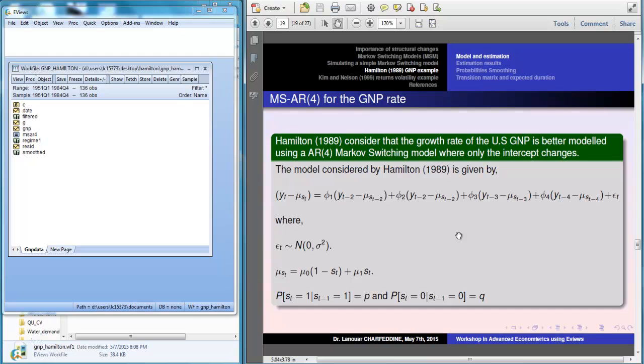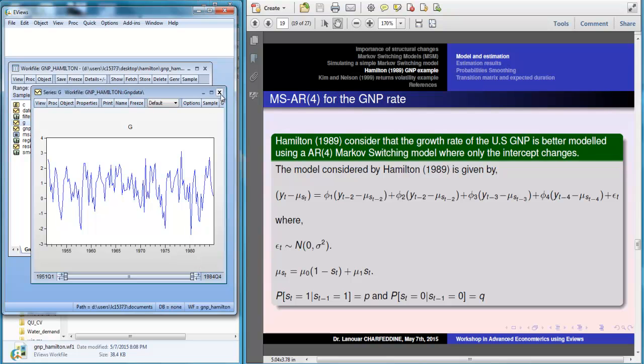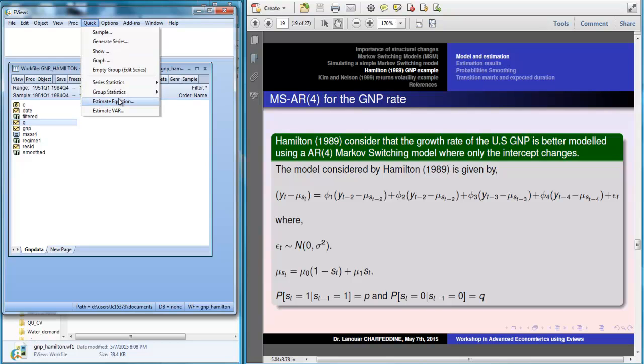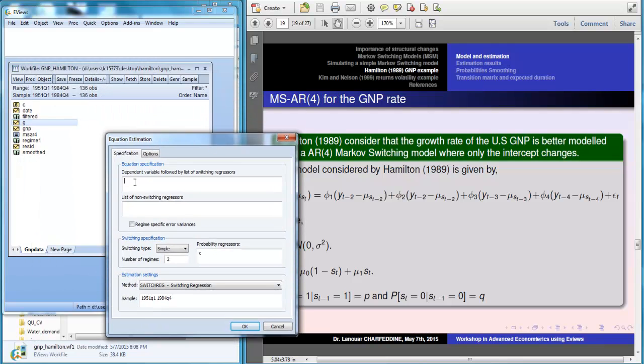And here this is the time series, the growth rate, and this is the time, the trajectory. To estimate the Markov switching, we go to estimate equation, we select Markov switching, and then we can select here G, C, and for the non-switching regressors, we select G minus 1, G minus 2, G minus 3, G minus 4, and we select Markov 2, and okay.